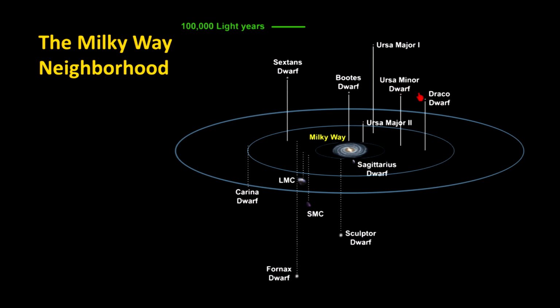Now, again, some of these are other galaxies that are nearby. The names are related essentially mostly to the constellations that you have to look through to see these galaxies. So an example is the Ursa Major Dwarf, a dwarf galaxy that you have to see in the constellation of Ursa Major.